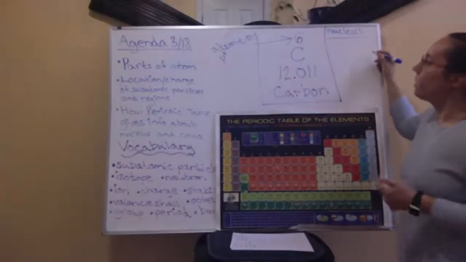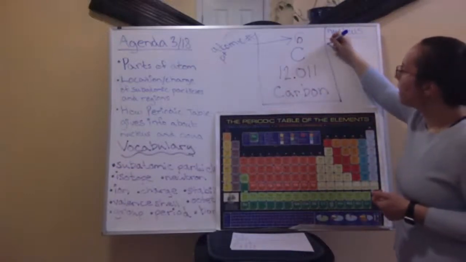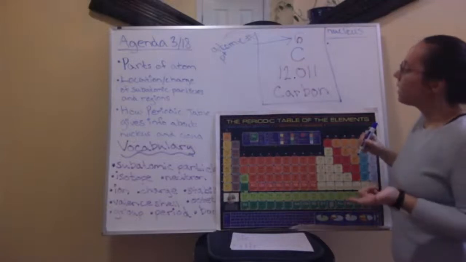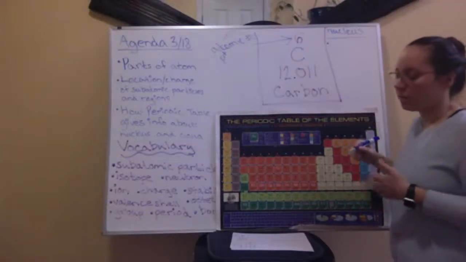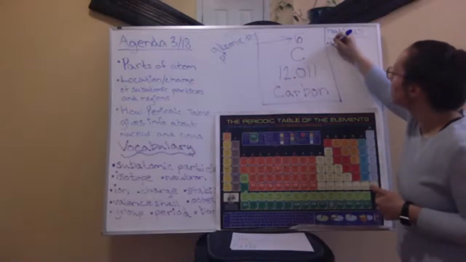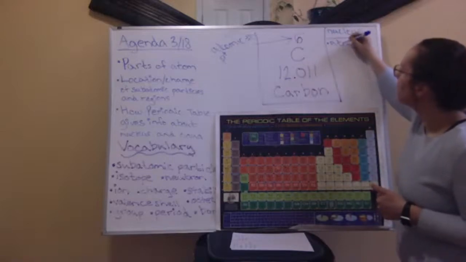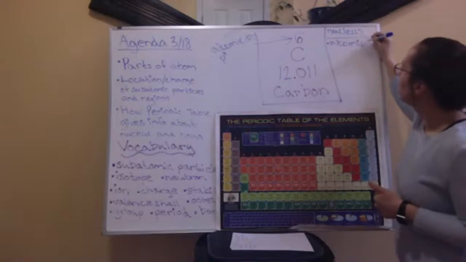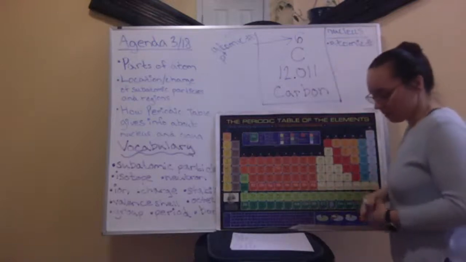So up underneath the nucleus, you can add a little bullet point that says the atomic number, because the atomic number is related specifically to the nucleus. And I'll add it on mine too.